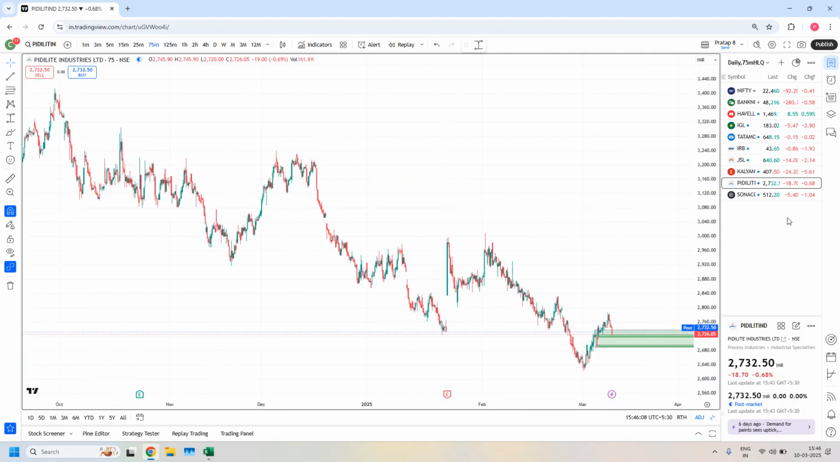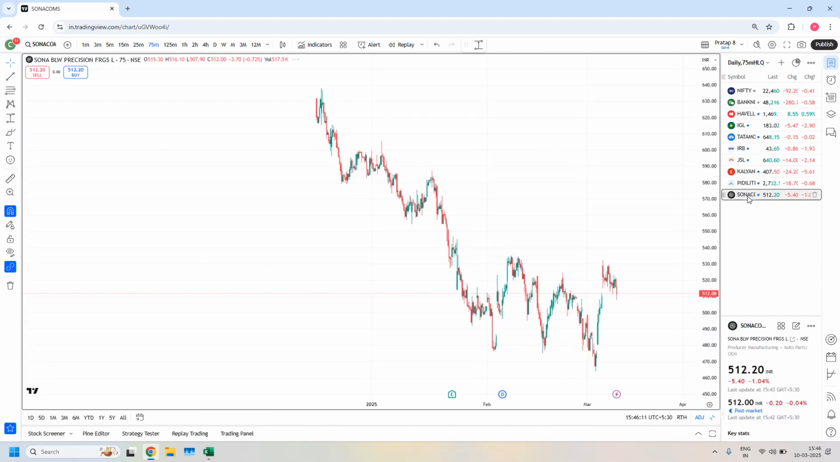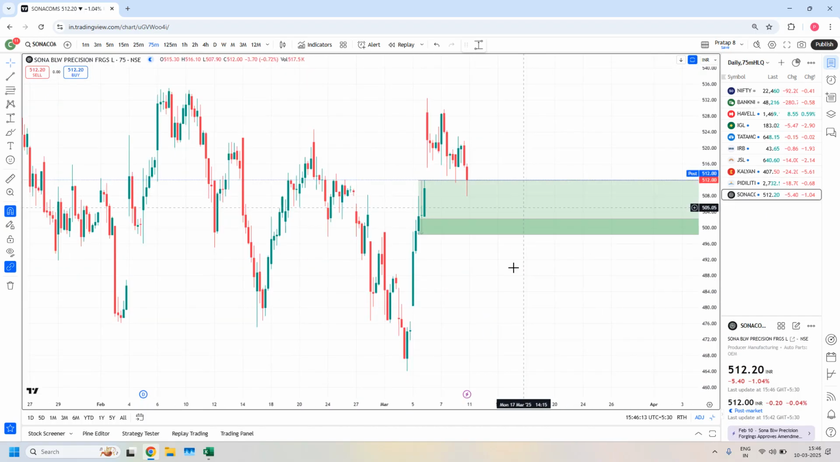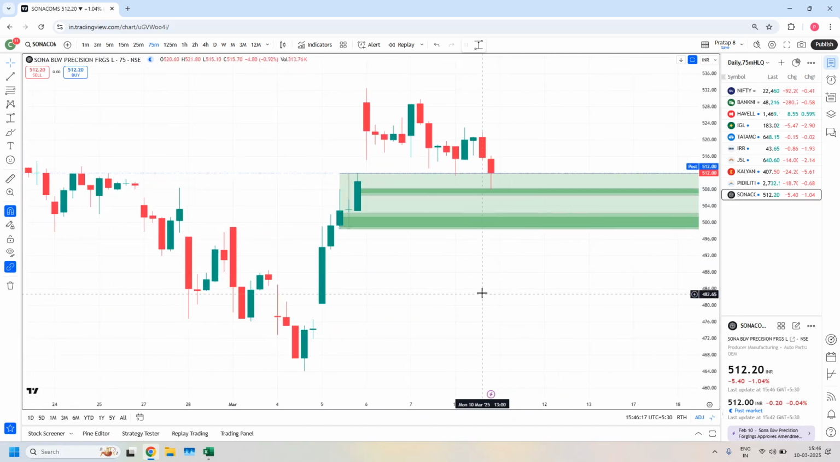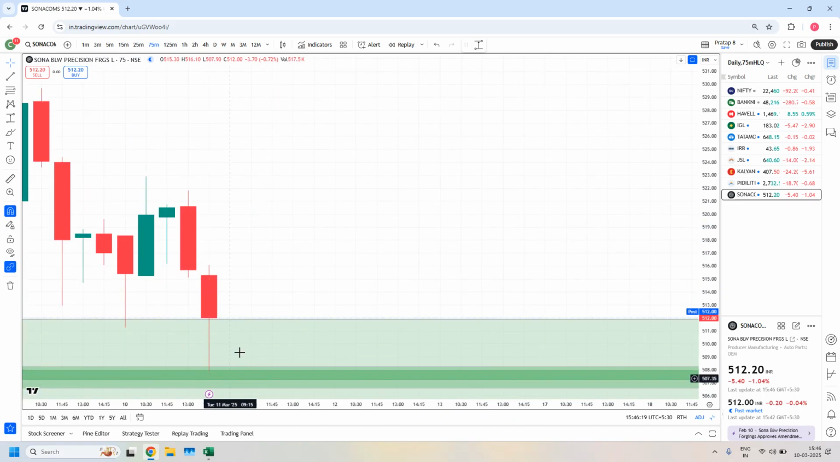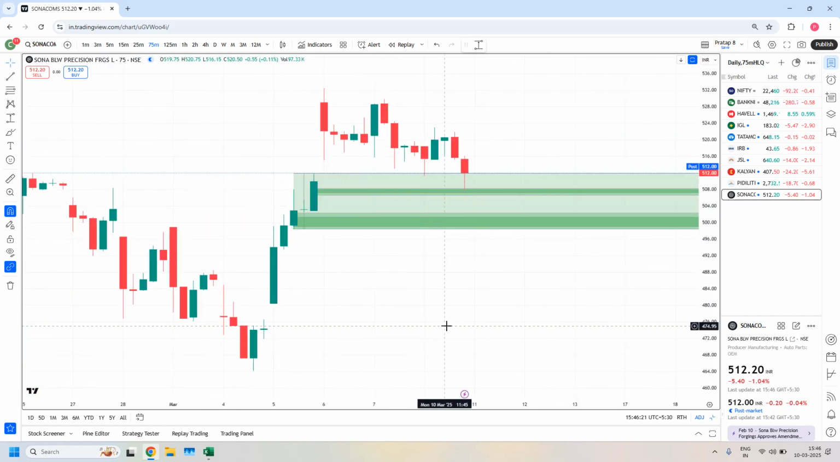And the last one is Sonocoms. Let's see whether it is tested in the last minute. Yes, this is also tested. At the time when I started recording this video, this fine-tuned zone was not tested. But remember how perfectly we are drawing these zones. That is important. Maybe these trades are not valid because they are last-half-hour trades. But the point you have to understand is how we are fine-tuning the zones, how perfectly we are drawing them, is very important.